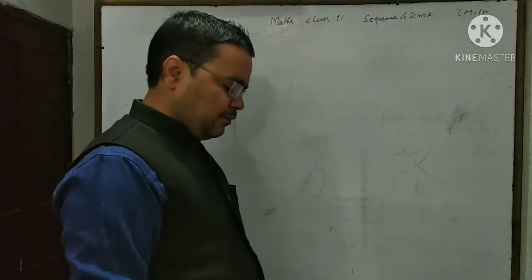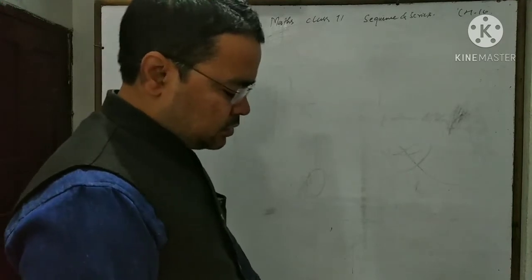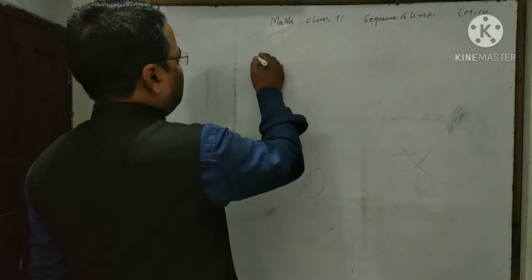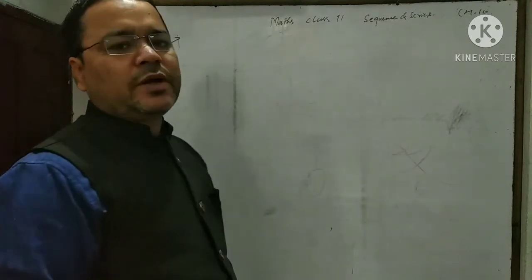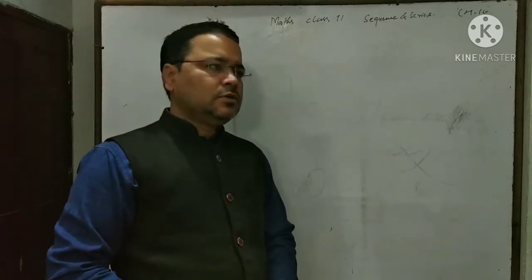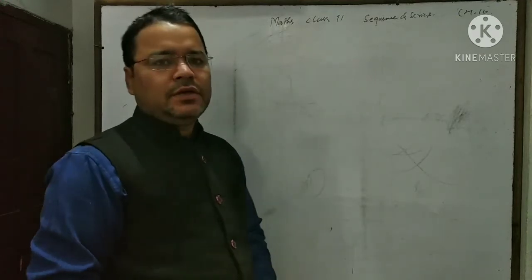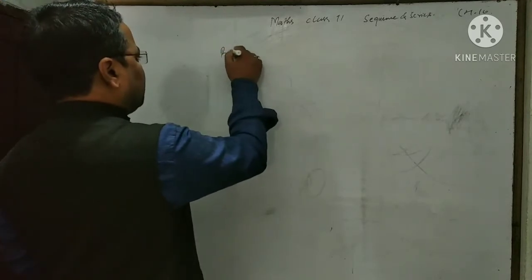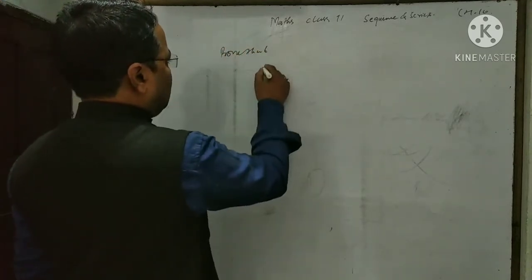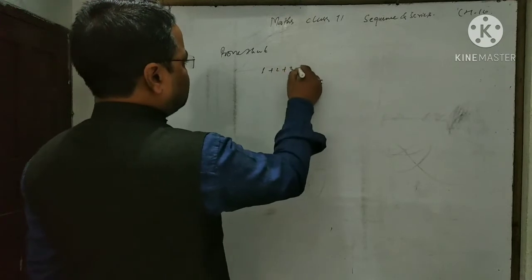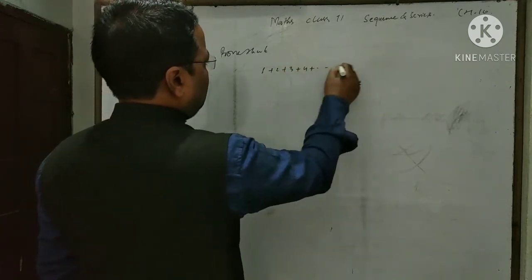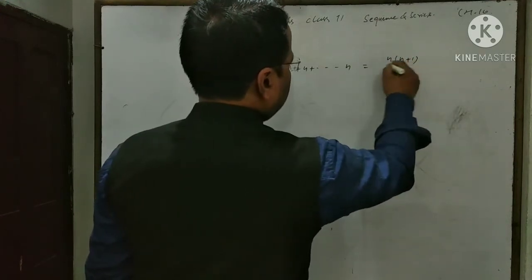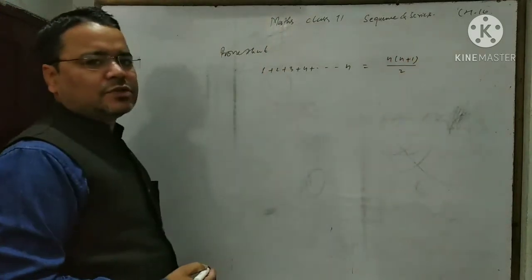The sum of the first n natural numbers, the sum of the squares of the first n natural numbers, and the third one, the sum of the cubes of the first n natural numbers. It means we have to prove that 1 plus 2 plus 3 plus 4 up to n is equal to n into n plus 1 by 2. This is the first one.